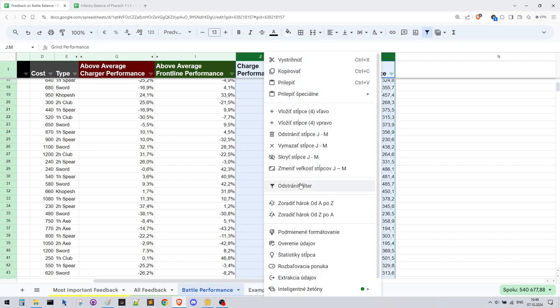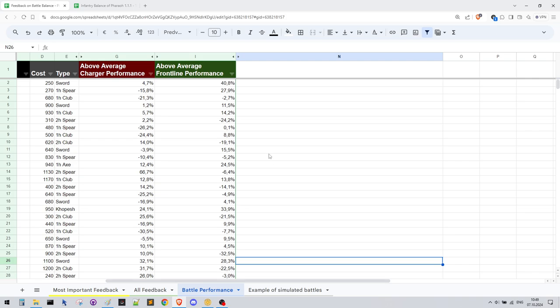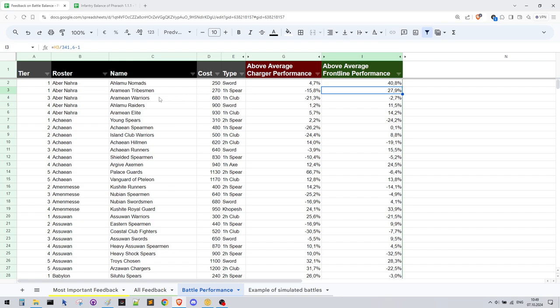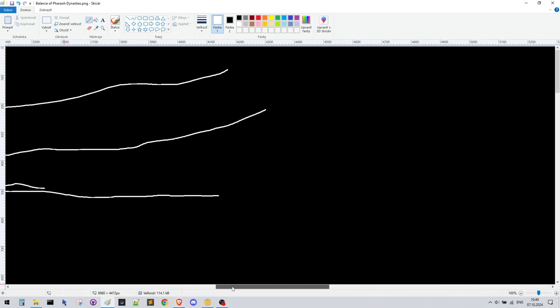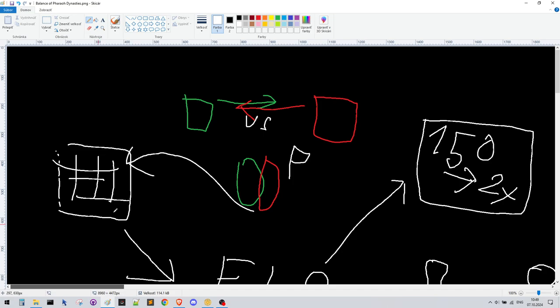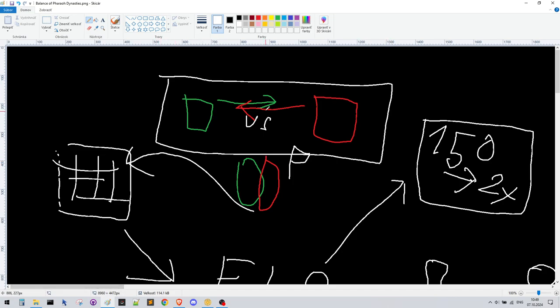And since I have made some global average, you can have a look and see, this unit, Aramean tribesman, is okay, good frontline and terrible charger. And of course, one-headed units are terrible chargers, and usually they are good frontline. So, one thing about the frontline and charger units. Here in the beginning, I mentioned that these two units just charge into each other and fight till somebody routes. We have two more scenarios which we can calculate.